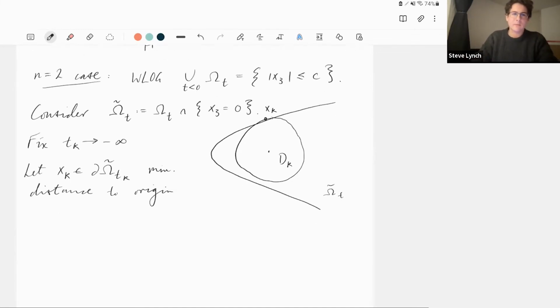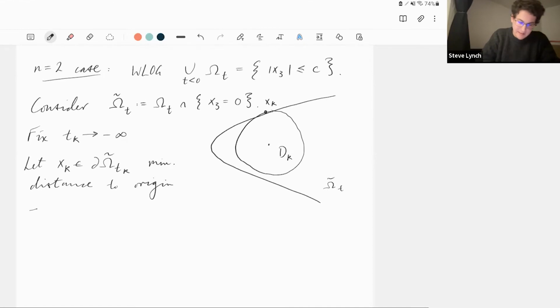And so this works perfectly nicely if you know that there's some positive constant delta such that the mean curvature at these points is bounded above and below in this way.